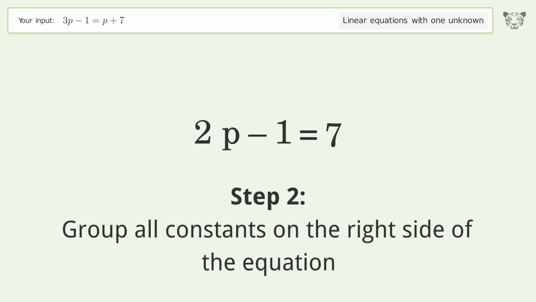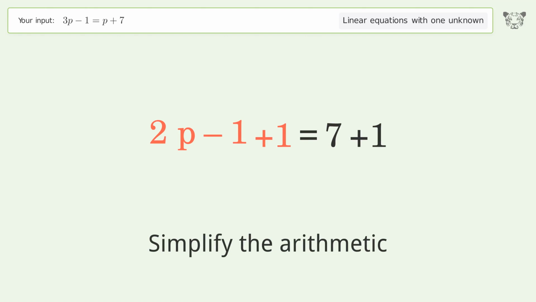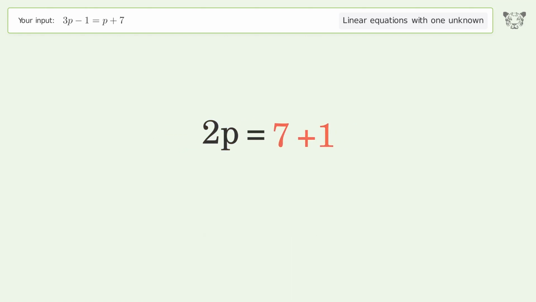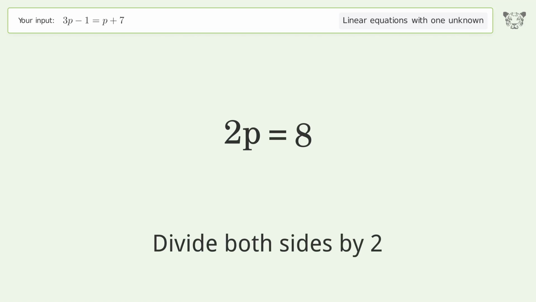Group all constants on the right side of the equation. Add 1 to both sides. Simplify the arithmetic. Isolate the p. Divide both sides by 2.